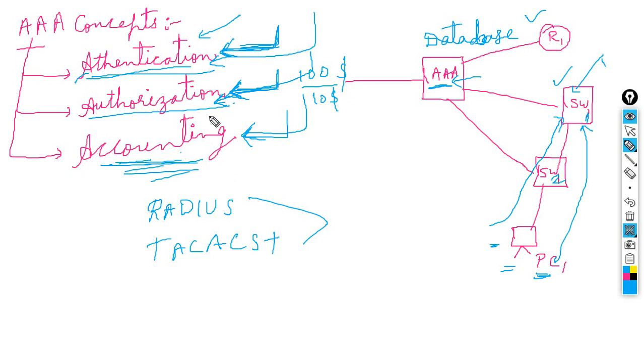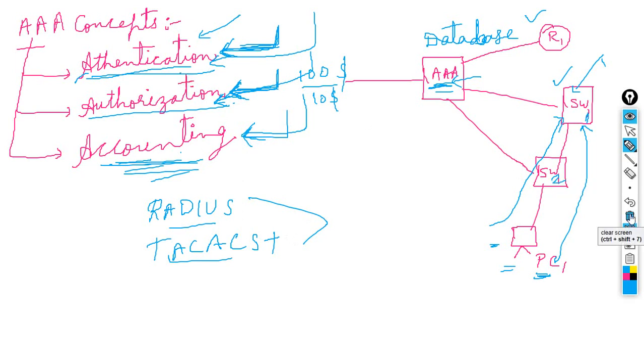To connect to the AAA server we are going to use two protocols, RADIUS and TACACS+. Just remember, AAA is nothing but authentication, authorization, accounting. Authentication means who are you.